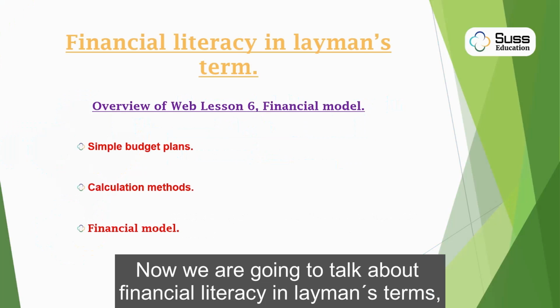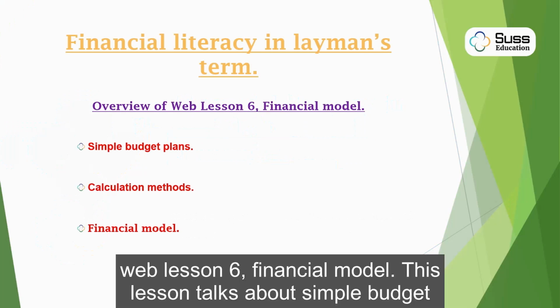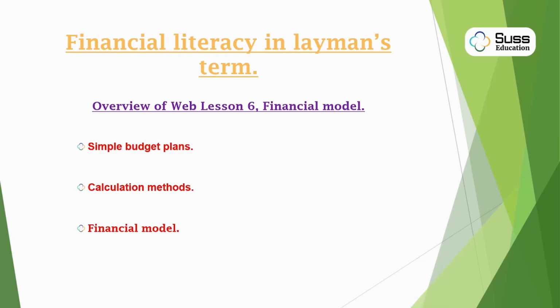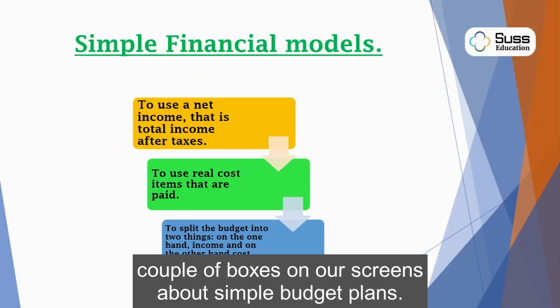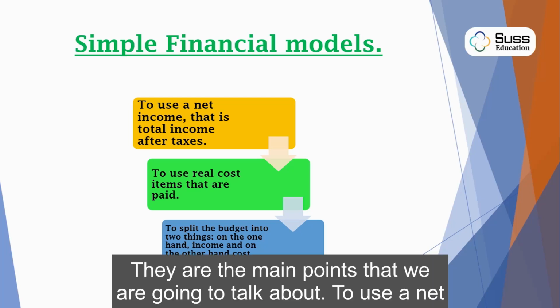Now we're going to talk about financial literacy in layman's terms, Web Lesson 6, Financial Model. This lesson talks about simple budget plans, calculation methods, and financial models. So we have a couple of boxes on our screens about simple budget plans. They are the main points that we're going to talk about.